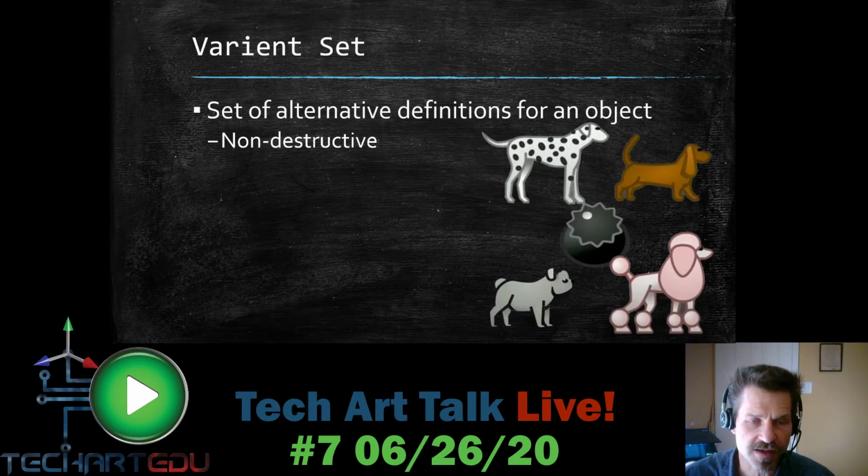Now, a variant set is a component inside of an asset that allows multiple definitions of one object to contribute towards it, and basically turns a USD object into a smart object.